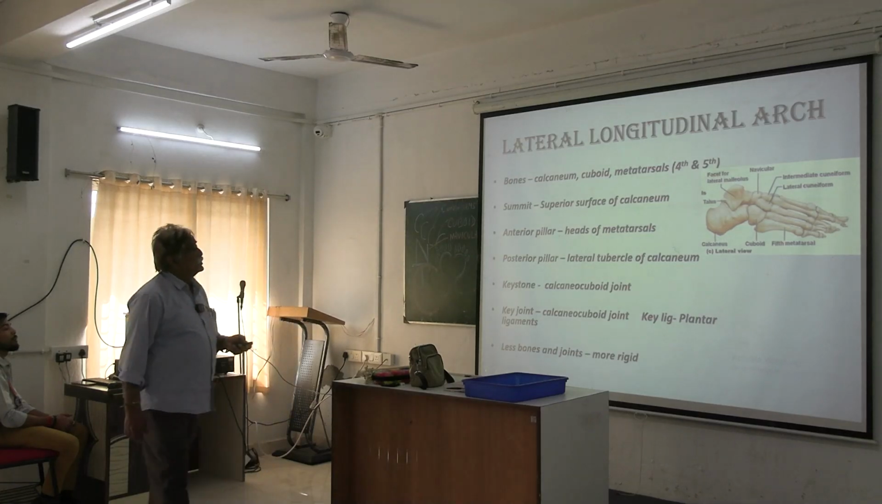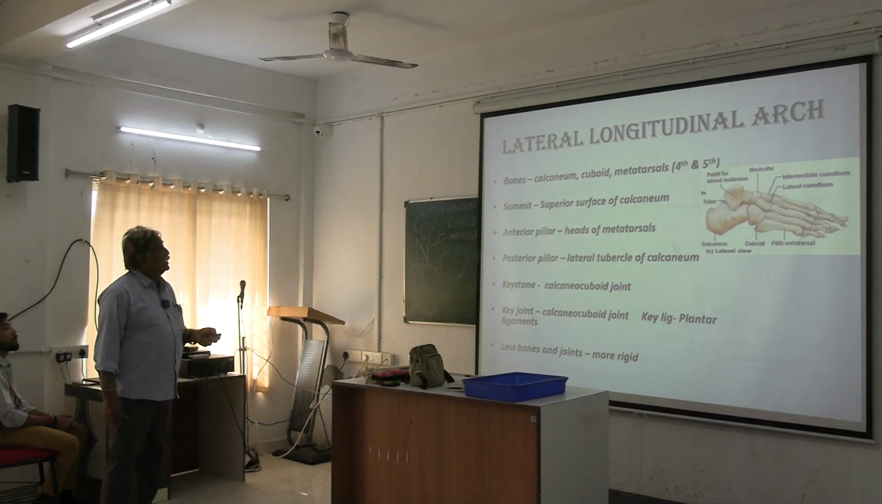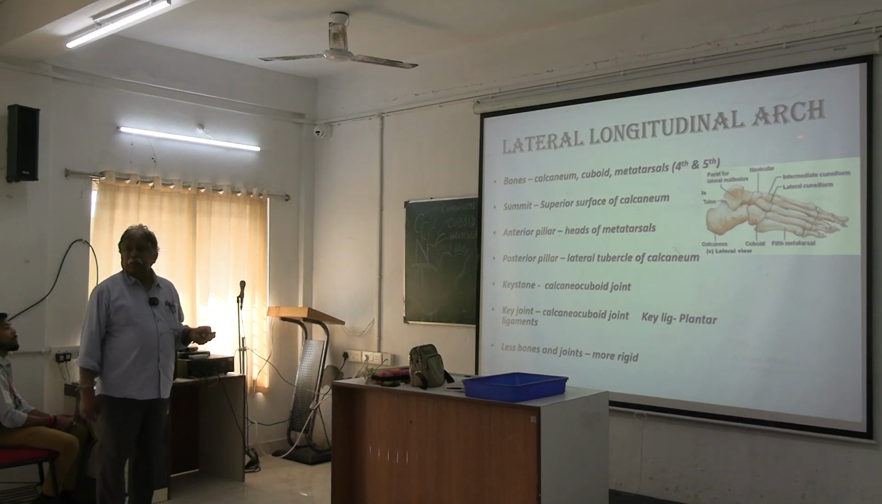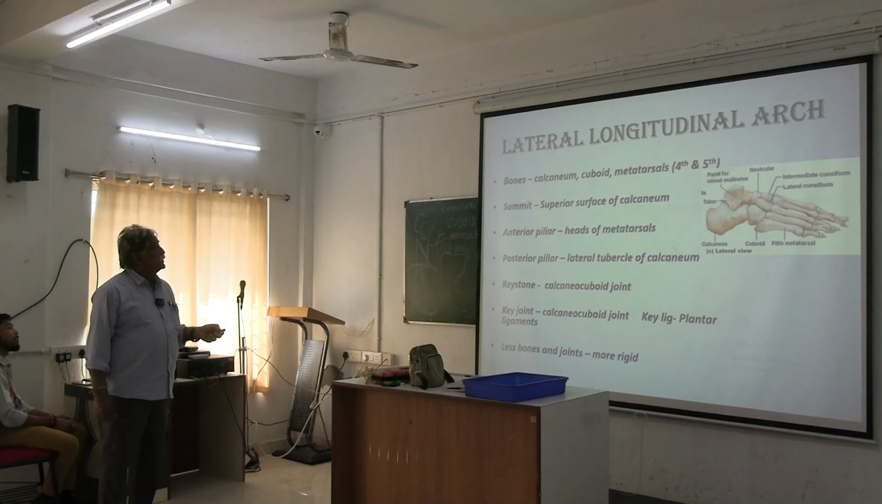Now lateral longitudinal arch, bones: calcaneum, cuboid, metatarsal. Okay, this is the calcaneum, cuboid, metatarsals 4th and 5th. Summit, superior surface of the calcaneum. Anterior pillar, heads of the metatarsals. Posterior pillar, lateral tubercle of the calcaneum. Yeah, lateral view. Now keystone, calcaneocuboid joint.